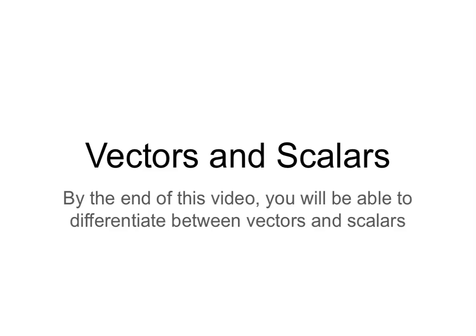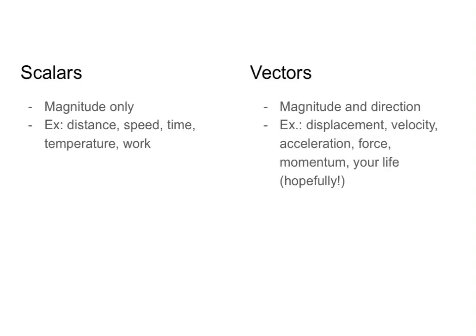In this video, you're going to be learning about vectors and scalars. By the end of the video, you'll be able to differentiate between vectors and scalars. So let's go ahead and start by just talking about the differences between them. So a scalar is a quantity that only has magnitude. By magnitude, I mean size or amount, something along those lines.